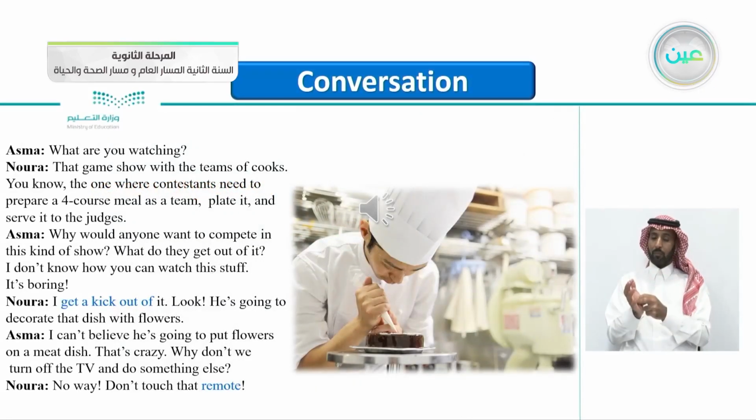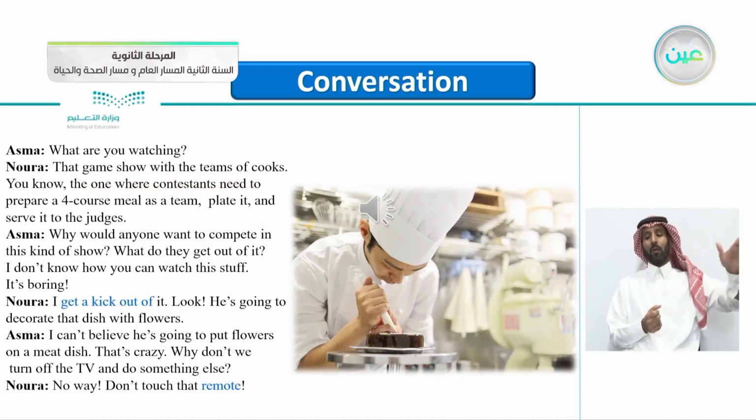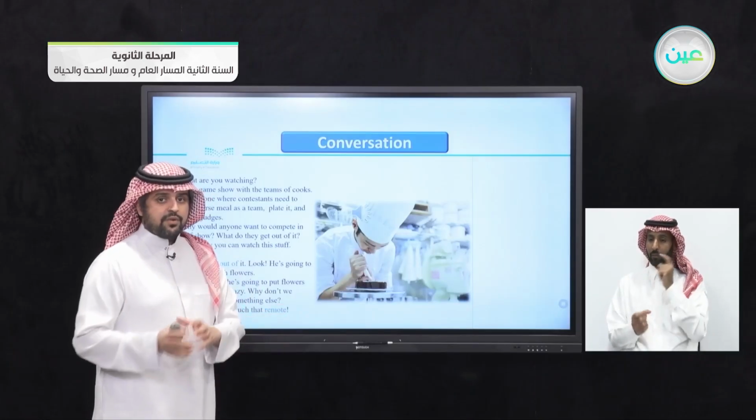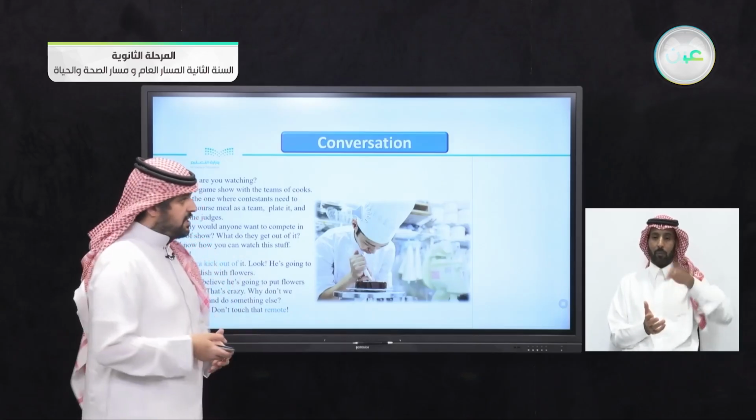So let's continue here with the conversation between Asma and Noura. Let's listen and pay attention to the direct and indirect objects, for and to, and so on. Let's listen.